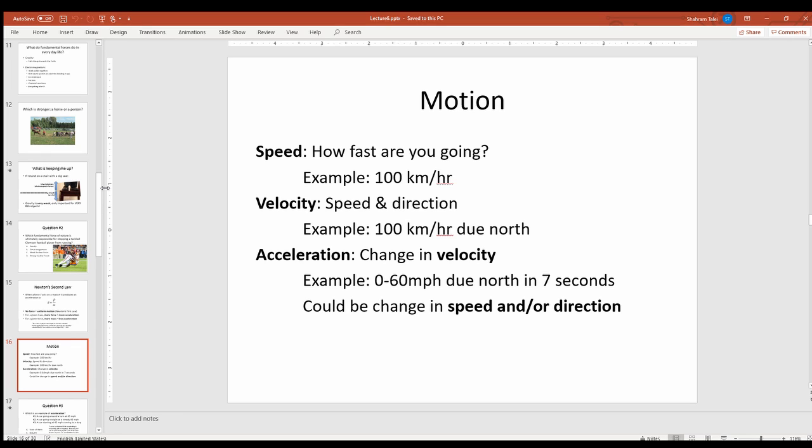These are new parameters we define. For motion, we have speed. It means how fast an object is moving. For example, 100 kilometers per hour is speed. Velocity is speed and direction. We can say 100 kilometers per hour due north. This is velocity. Acceleration is a change in velocity. So if you start from 0 and you end up at 60 miles per hour due north in 7 seconds, you have acceleration.